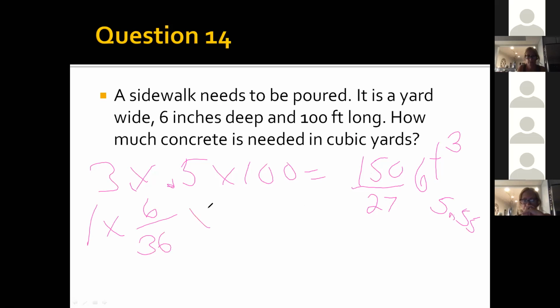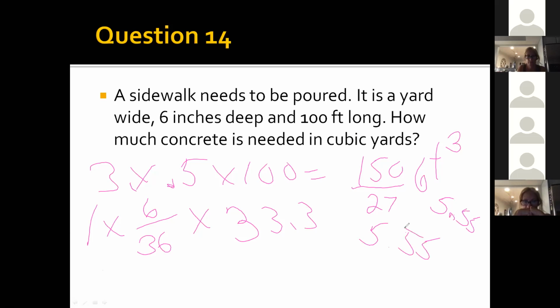And then how many yards is in 100 feet? 100 divided by 3 is 33.3. So now we're going to do the same thing. We're going to multiply 1 times 6 divided by 36 times 33.33. Guess what? It comes out to 5.55.